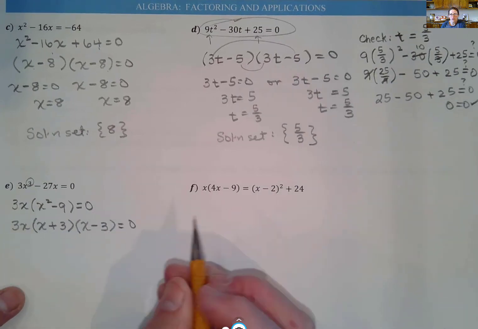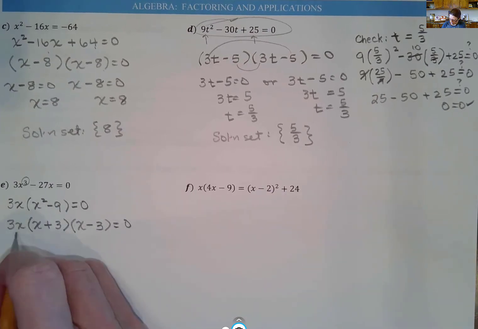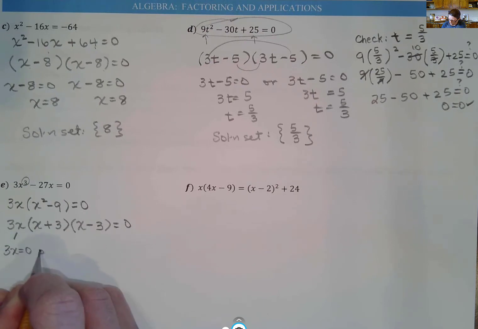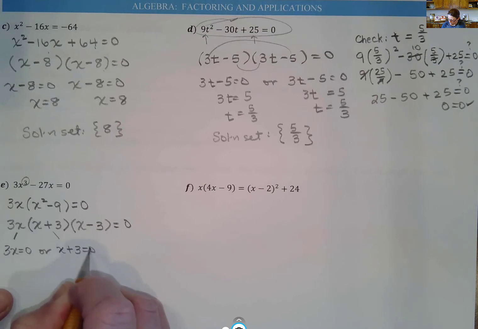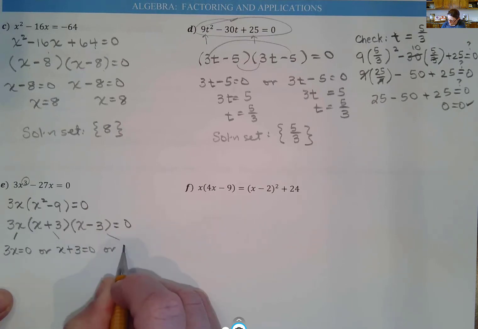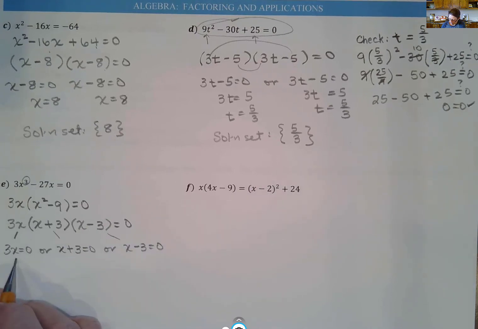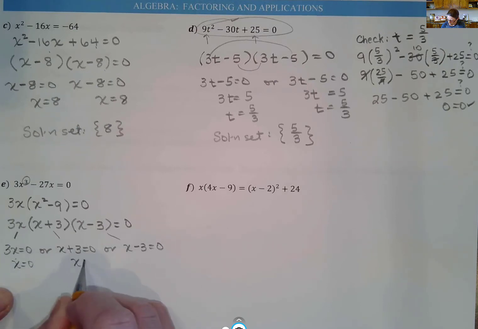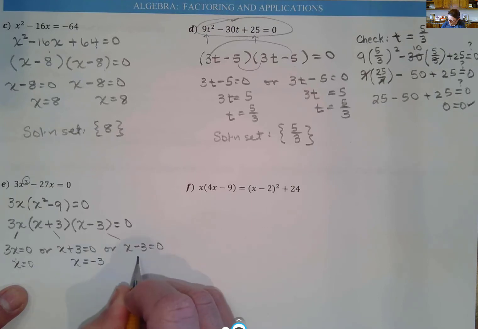Hard part's over with. Now we use our zero-factor property and set each factor equal to 0. So 3x is equal to 0, or x plus 3 is equal to 0, or x minus 3 is equal to 0. Dividing by 3, we obtain x equals 0. Subtract 3 to obtain x equal negative 3, and add 3 to obtain x equal positive 3.